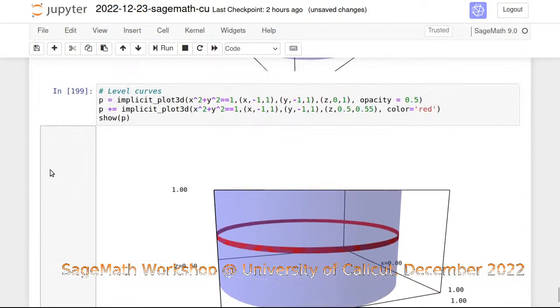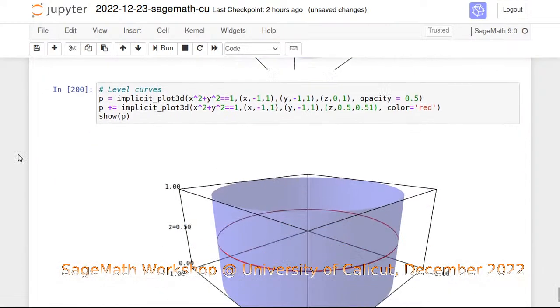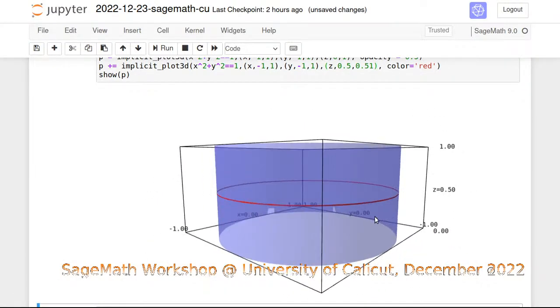So the level curve is here. If you reduce this width, you may get something really small. So this is the way to plot level curves using implicit plot 3D. Okay, this is actually just a kind of trick.